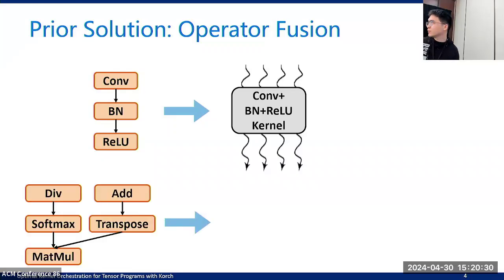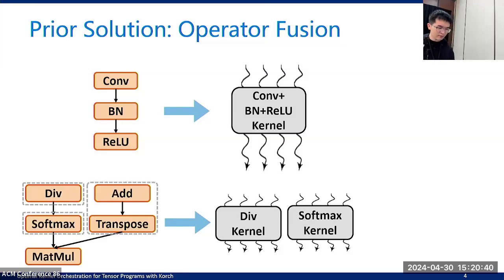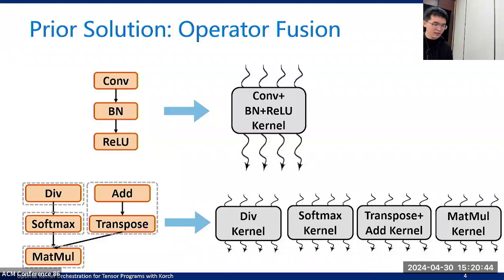However, let's look into this subgraph on Transformer. Operator fusion will actually use 4 kernels. The first, div kernel. The second, softmax kernel. Third, add and transpose kernel, and finally the matmul kernel. The only fusion done here is add and transpose.